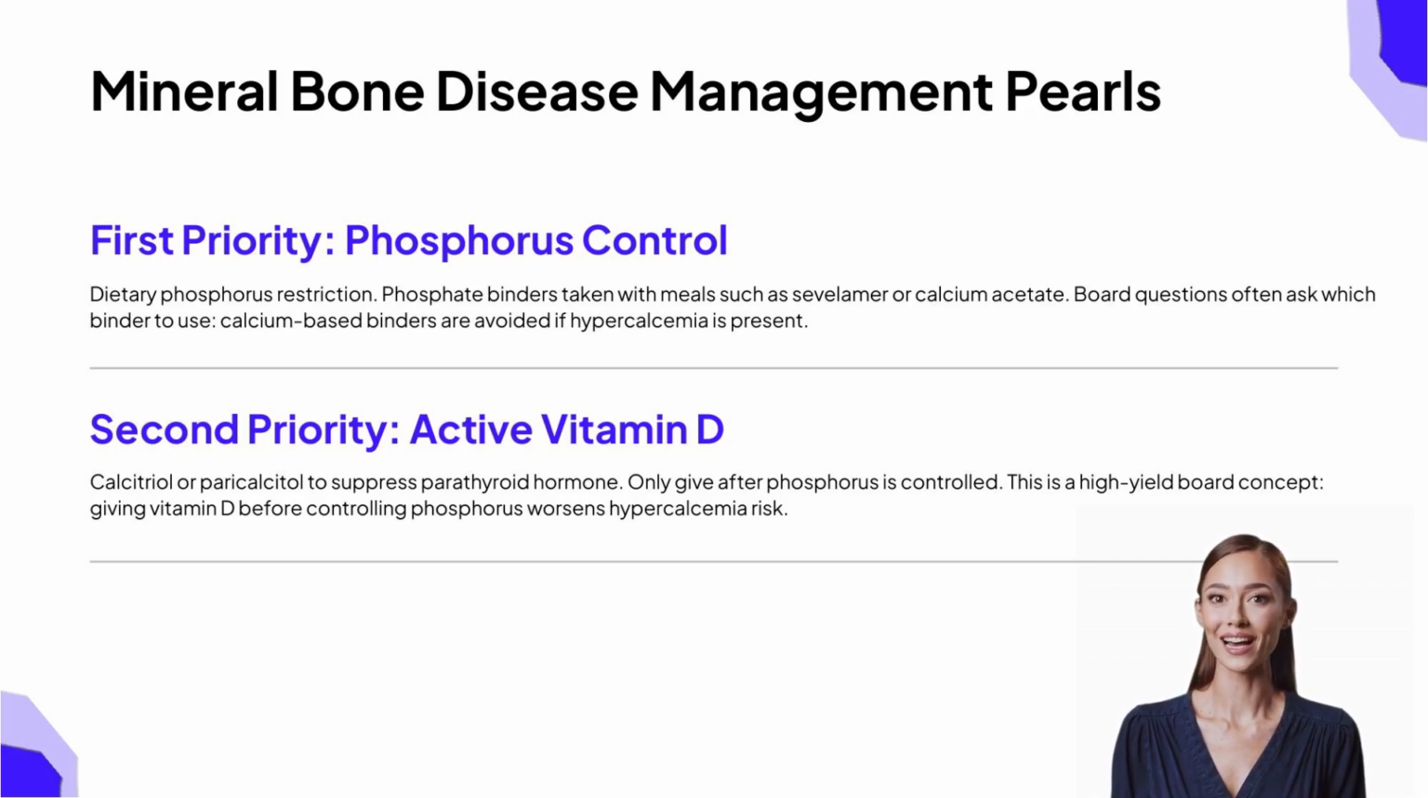Second priority, active vitamin D, meaning calcitriol or paricalcitol, to suppress PTH. And here is the key test point. Only give active vitamin D after phosphorus is controlled. If you give vitamin D while phosphorus is still high, you drive calcium up and raise the risk of calciphylaxis and vascular calcification. So the answer to case 2 is start a phosphate binder first.